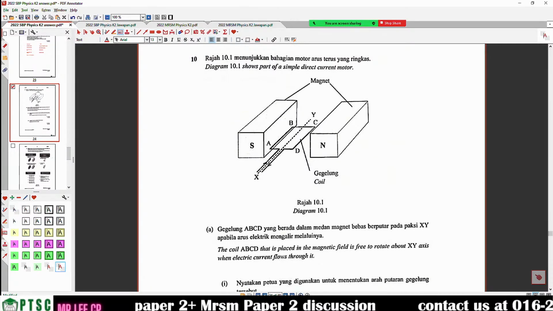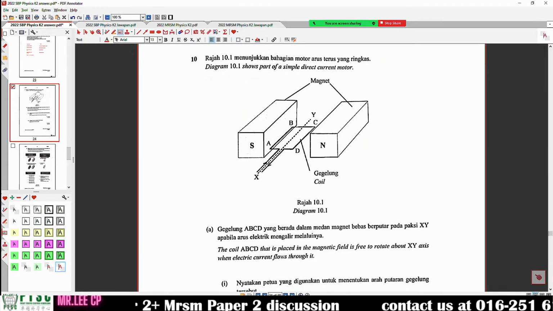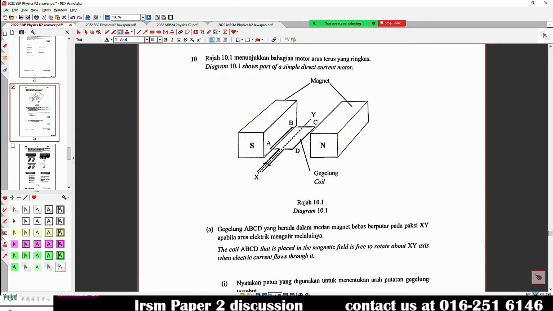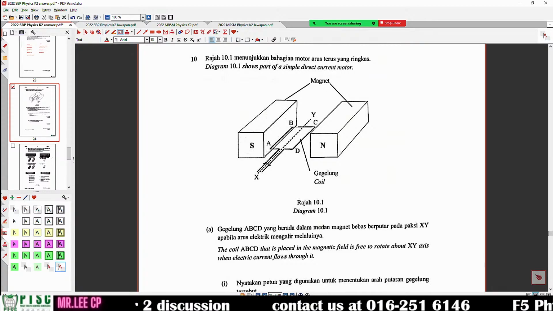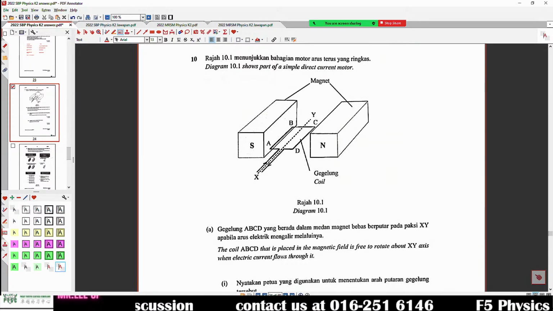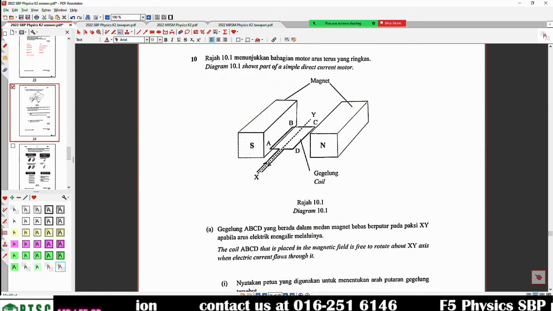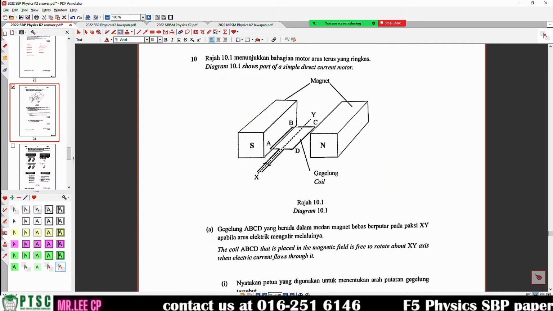So we are going to continue with number 10. Number 10, the diagram. 10.1. If you got any question, please raise up your hand, because if you use voice, I cannot hear it because I didn't turn on my loudspeaker.